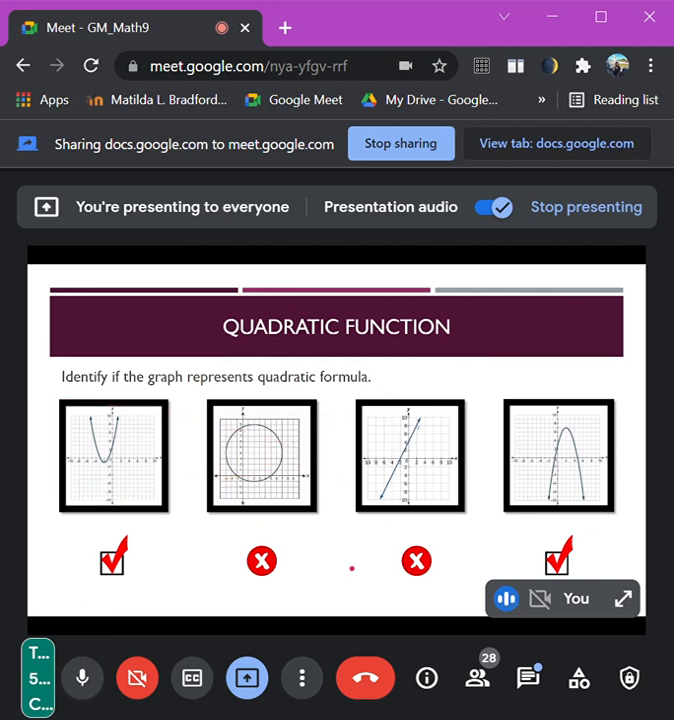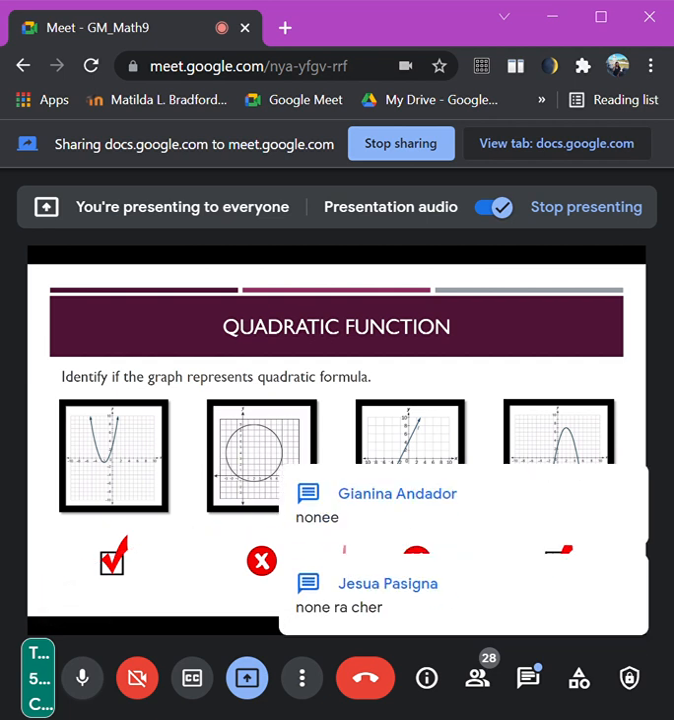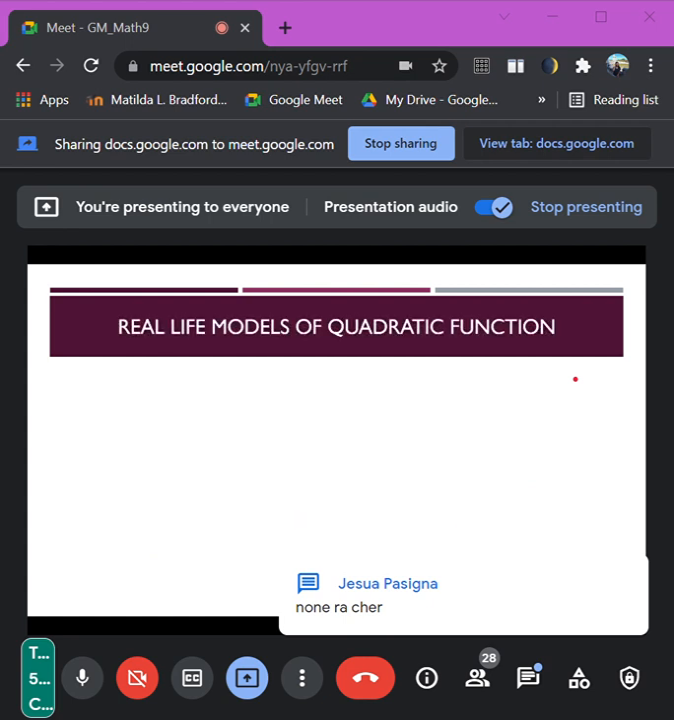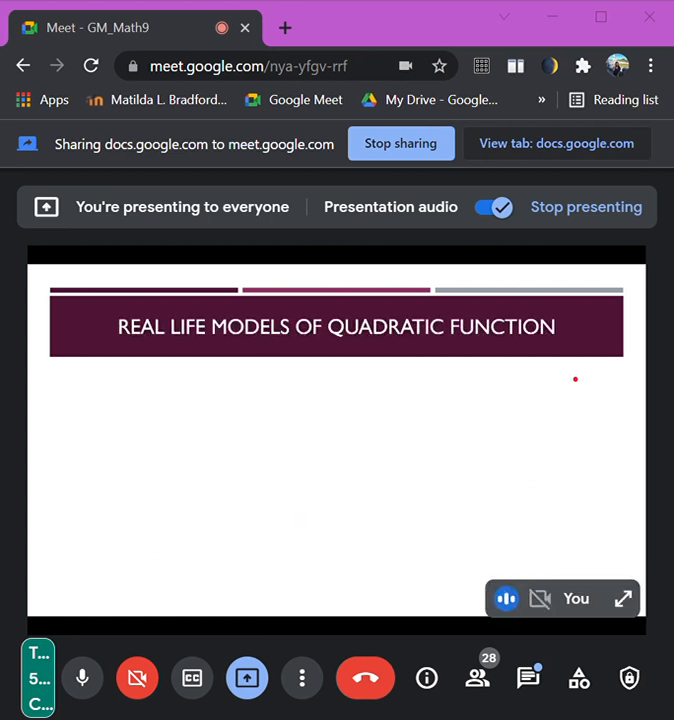Okay, so far, questions, clarifications, violent reactions, wala ra? Okay, very good. Now, this time is we are going to have our real-life models of quadratic function. So, we have here some real-life models that represents a linear function or quadratic function. And then I want you to identify.